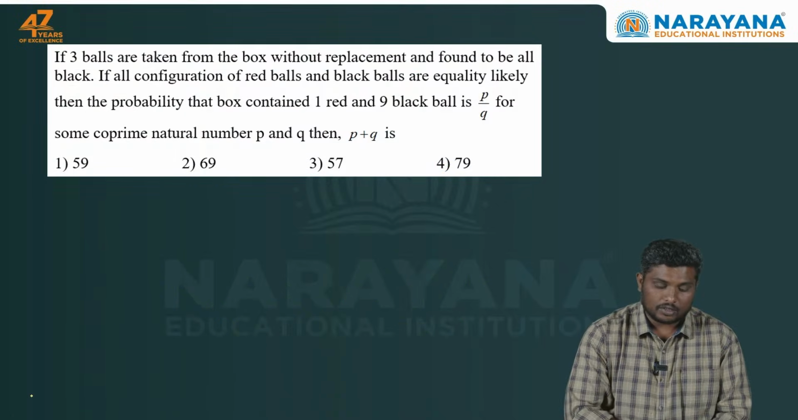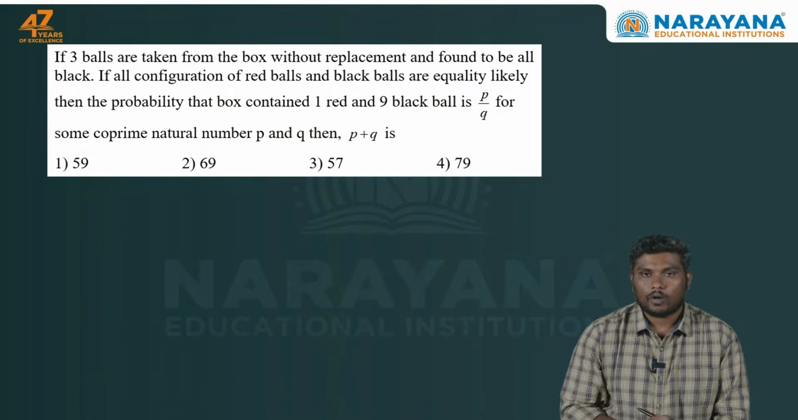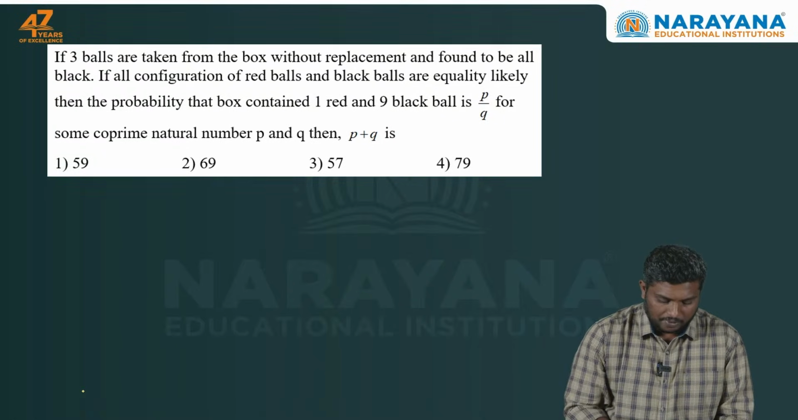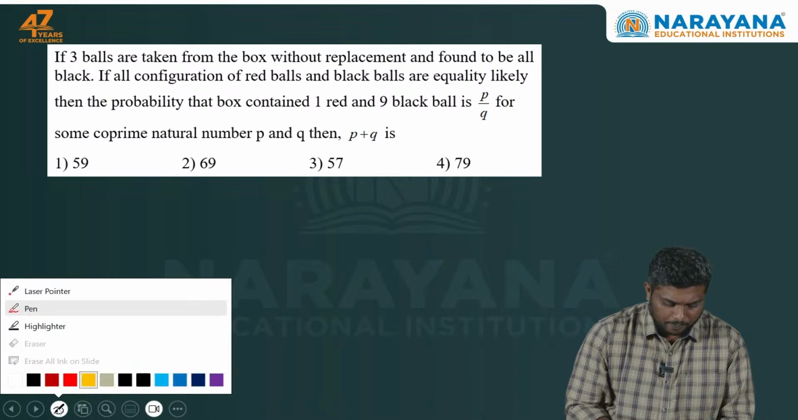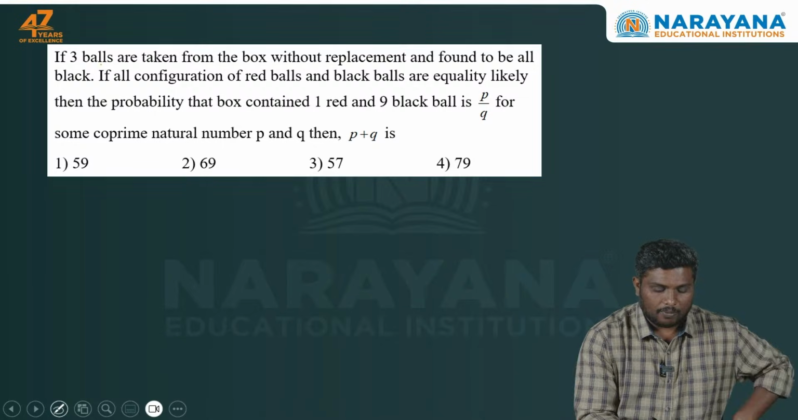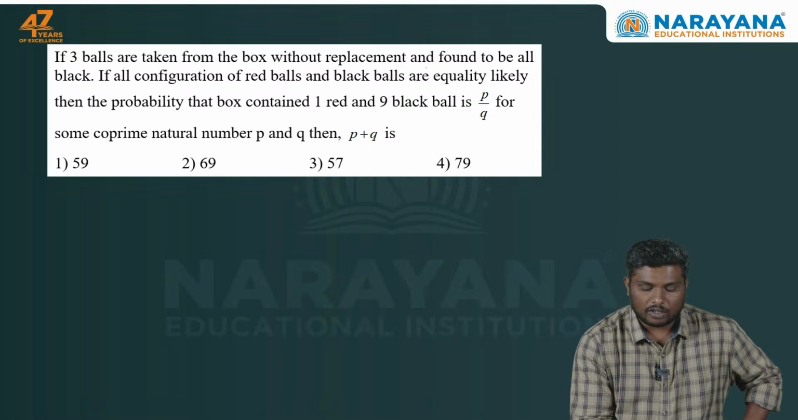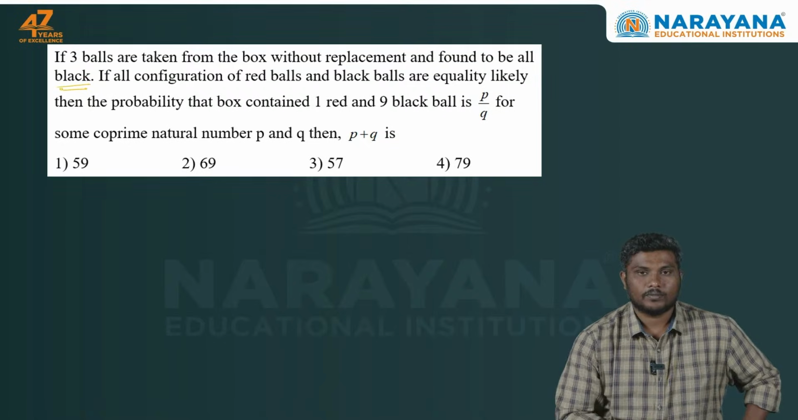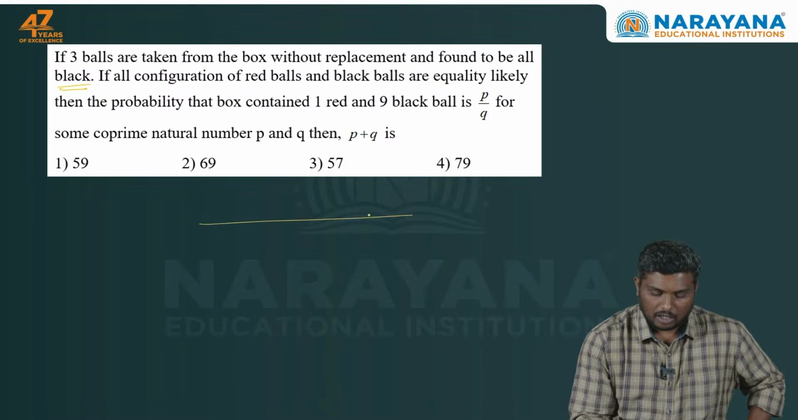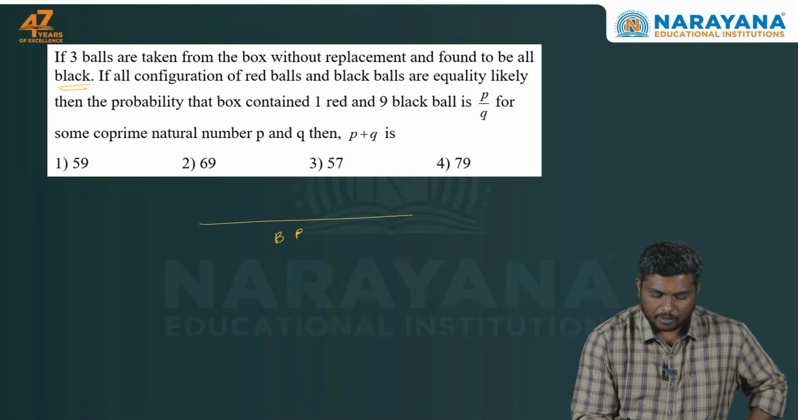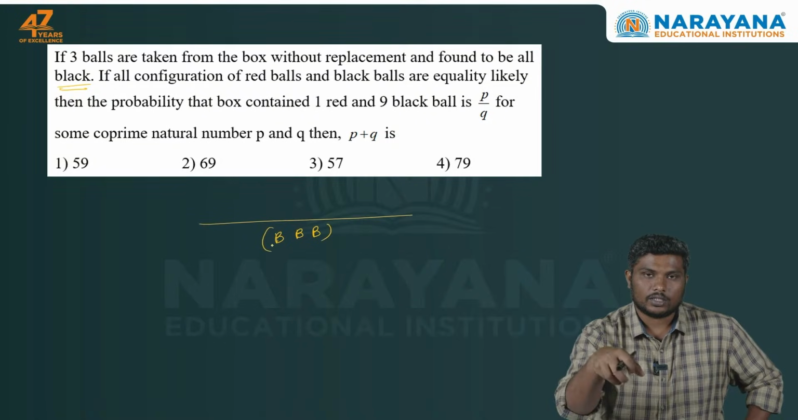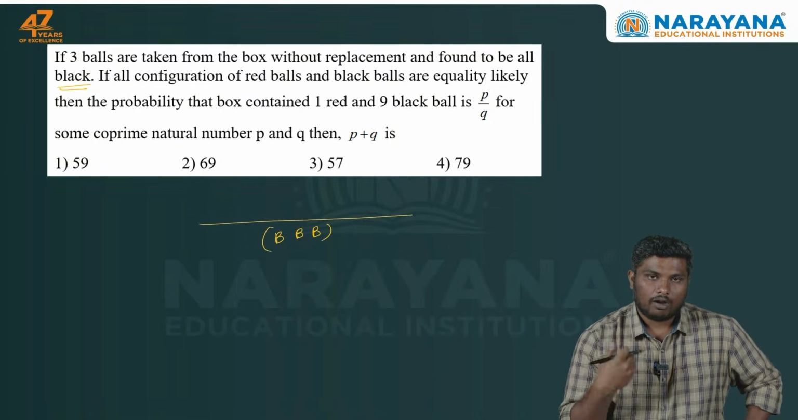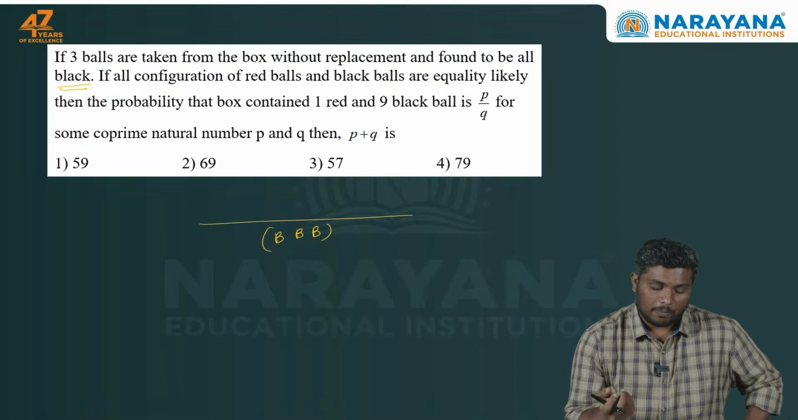We'll go to the next question, and the next question is from probability. Once again, from conditional probability or Bayes theorem, one should say. Here, you can see if 3 balls are taken from the box without replacement and found all black, so the event has already occurred. What is it? B, B, B. All 3 balls taken from a bag were black.